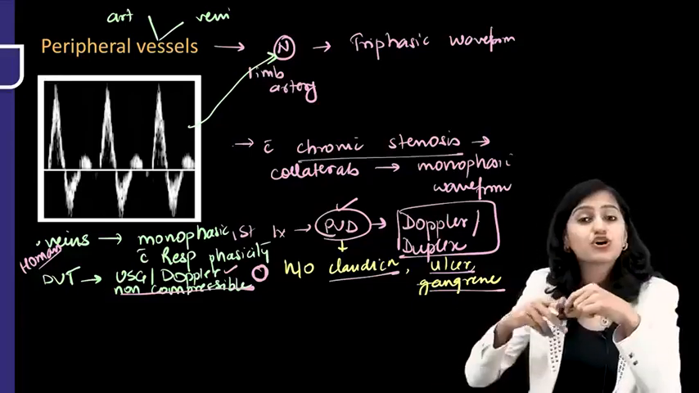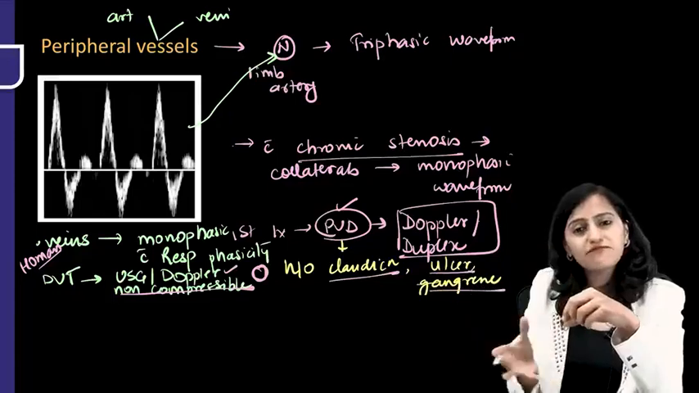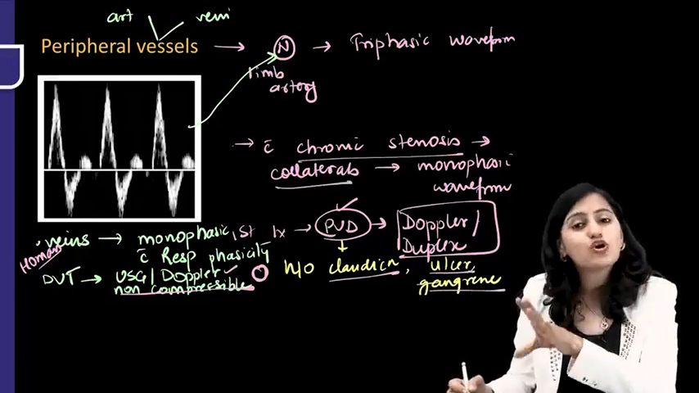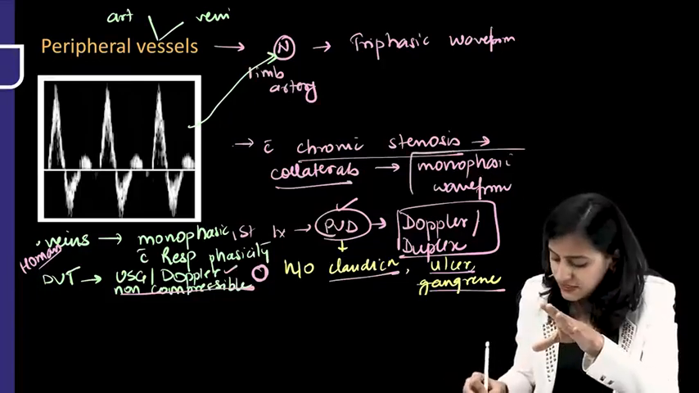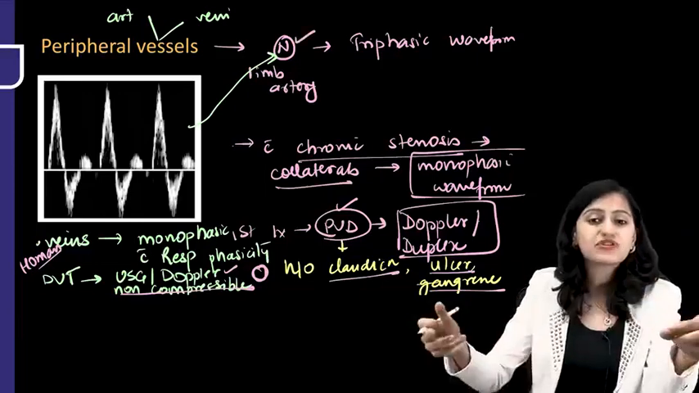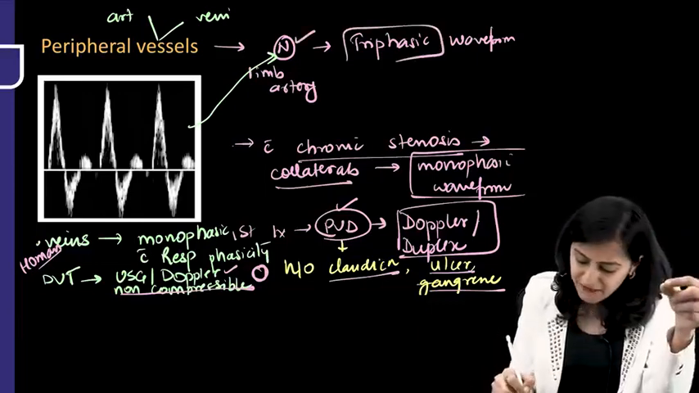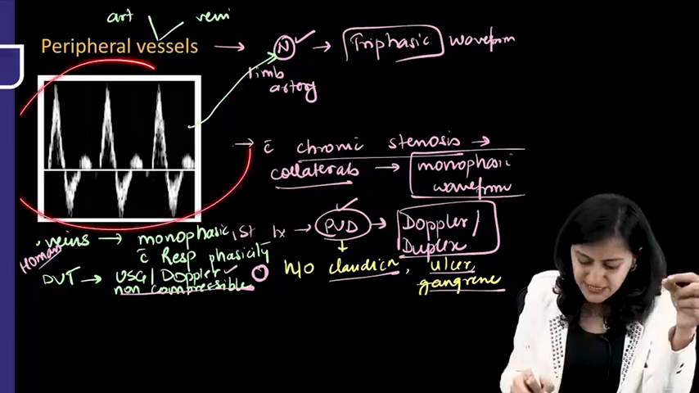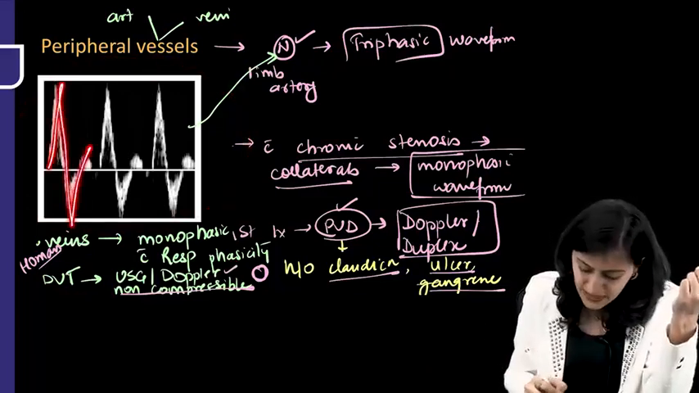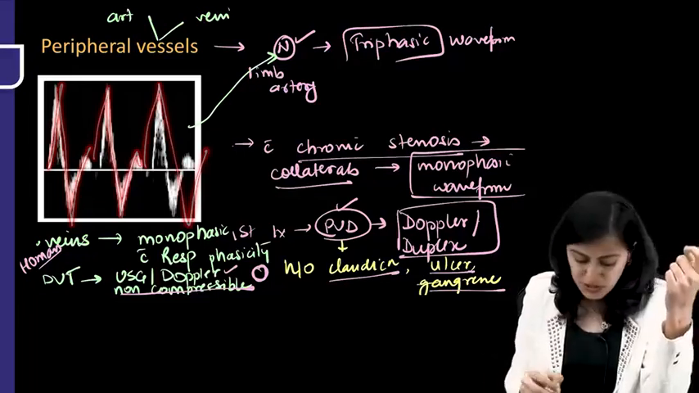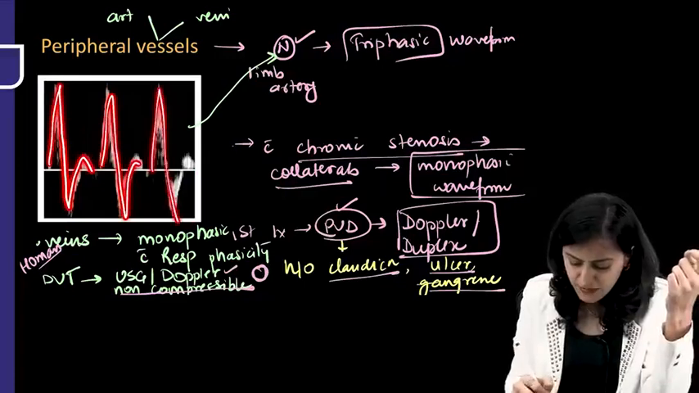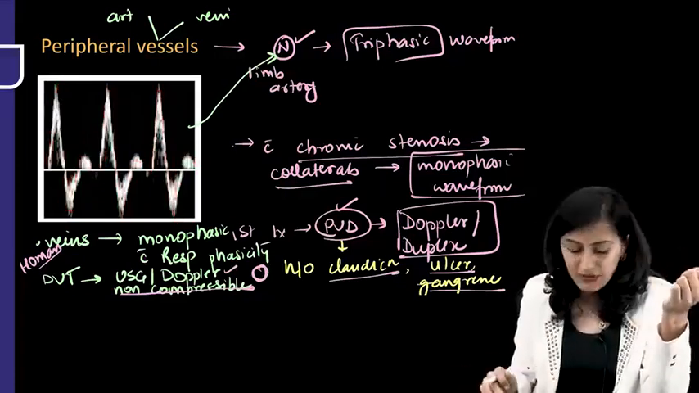And what happens with chronic stenosis? The body forms collaterals, and these collaterals are low resistance vessels, and they will give the monophasic waveform. So remember that a normal extremity artery should give a triphasic waveform like this. If just an image like this is asked, which has been asked in the recent exam, this is the image of Doppler, showing the triphasic waveform.